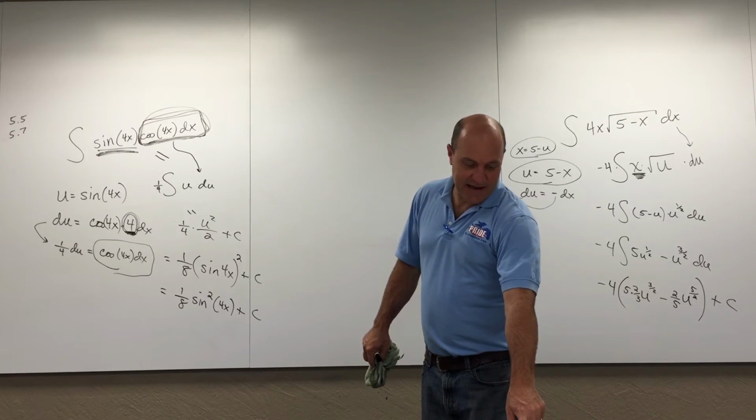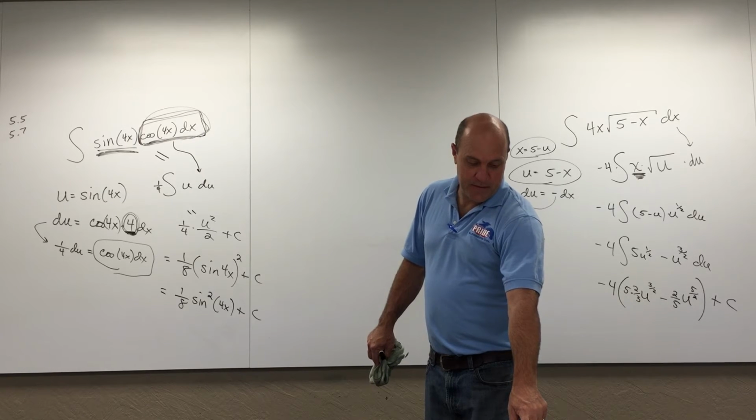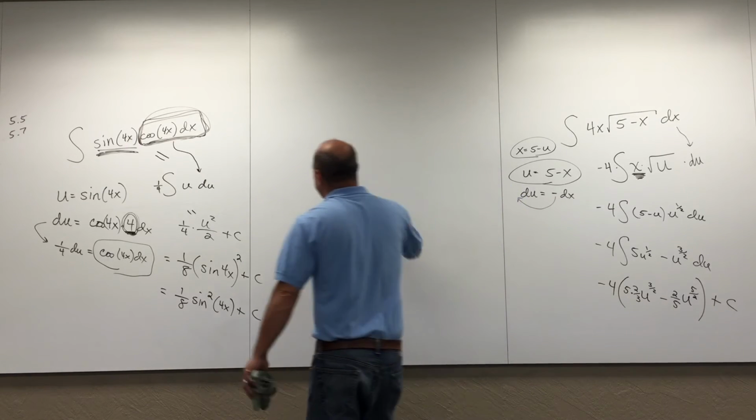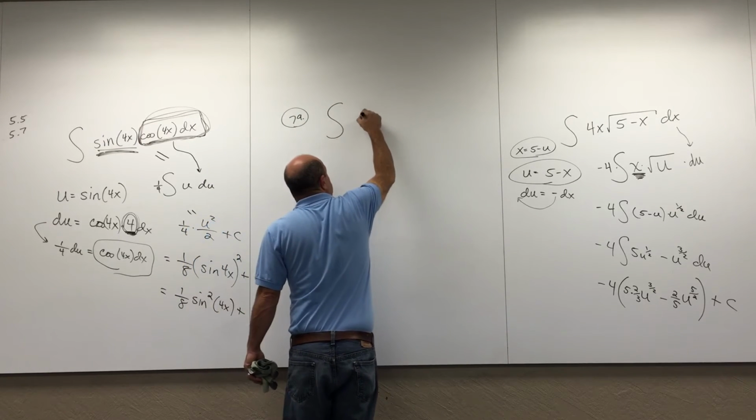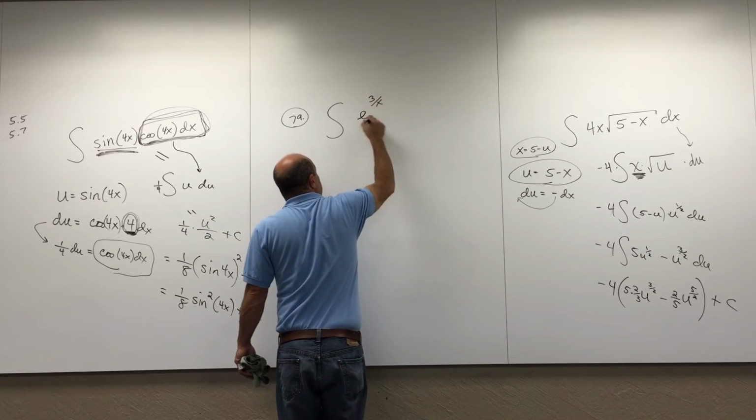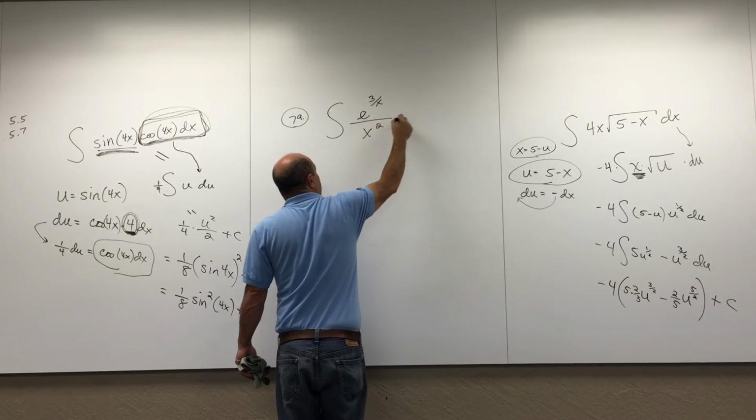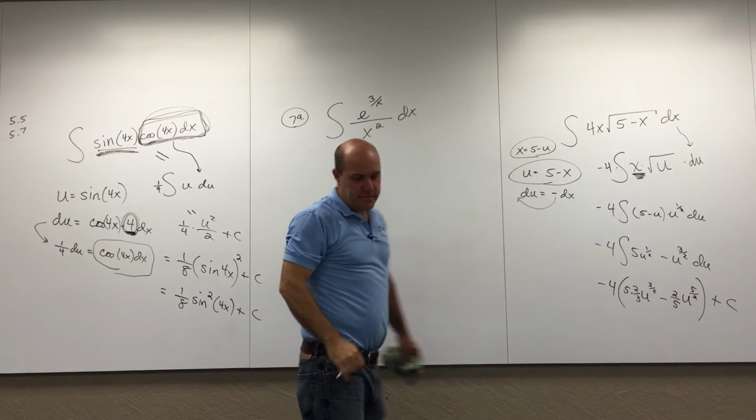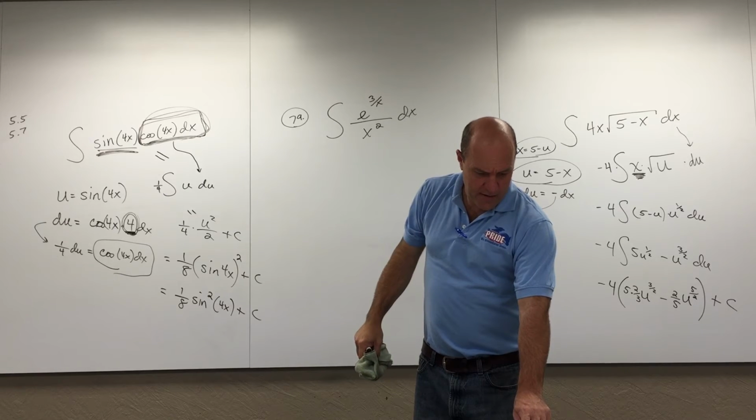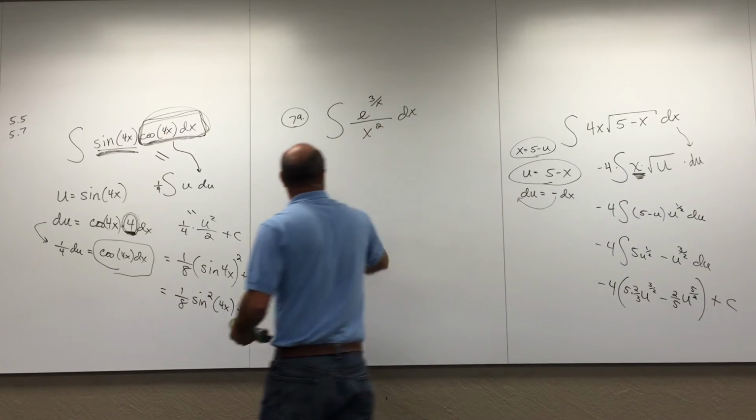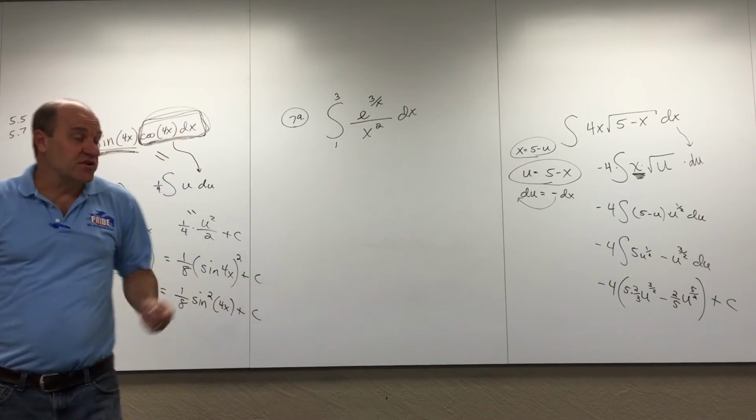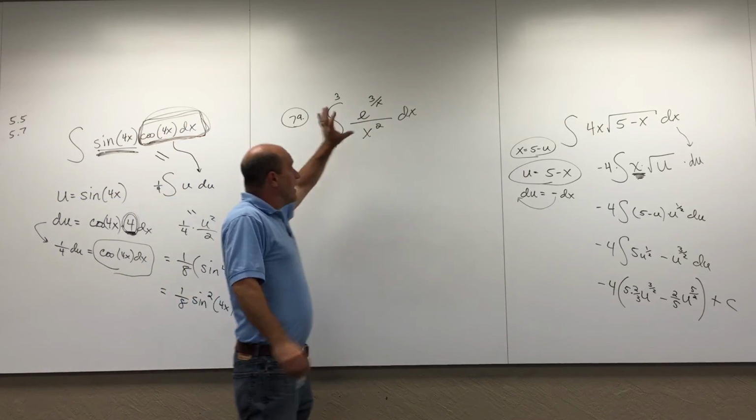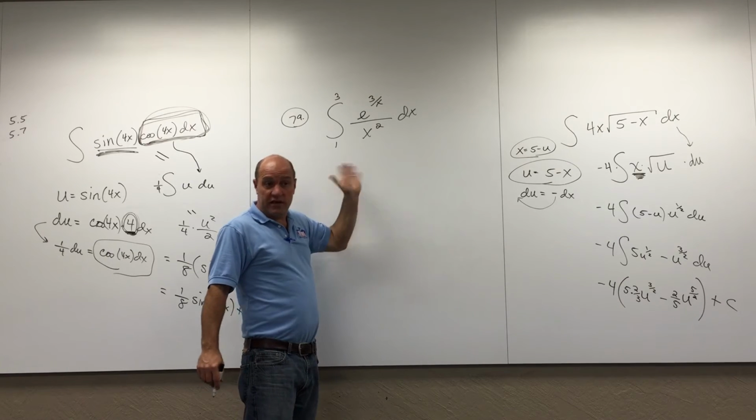Let's try this guy. This guy looks nasty. I'm in 5-5. This is 79. 79 looks kind of nasty. It's e to the 3 over x, all over x squared, dx. Is this right? Wow. From 1 to 3. Look at that. I mean, that's a scary looking problem. By the way, this one turns out to be a definite integral, so I need to integrate it, but at the end I will evaluate it.